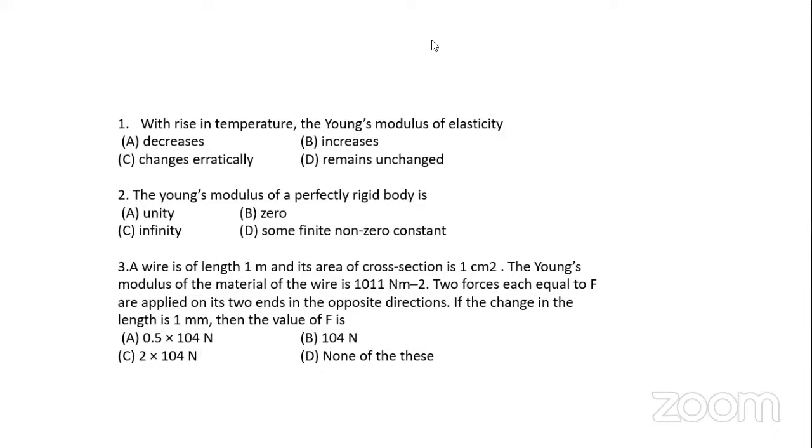Going for the next question, students. It is a numerical question. A wire is of length 1 meter and its area of cross section is 1 centimeter square. Then the Young's modulus of the material of the wire is 10 to the power of 11. Please don't confuse there, it is 10 to the power of 11 Newton per meter square.